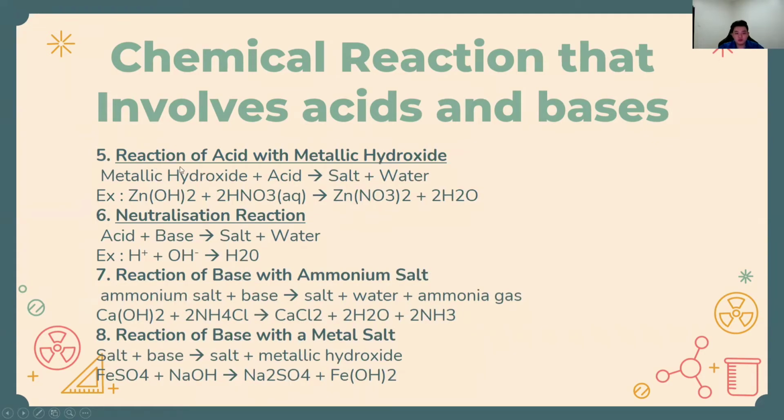The fifth one, we have the reaction of acid with metallic hydroxide. Metallic hydroxide + acid = salt + water. Zn(OH)2 + 2HNO3 = Zn(NO3)2 + 2H2O.